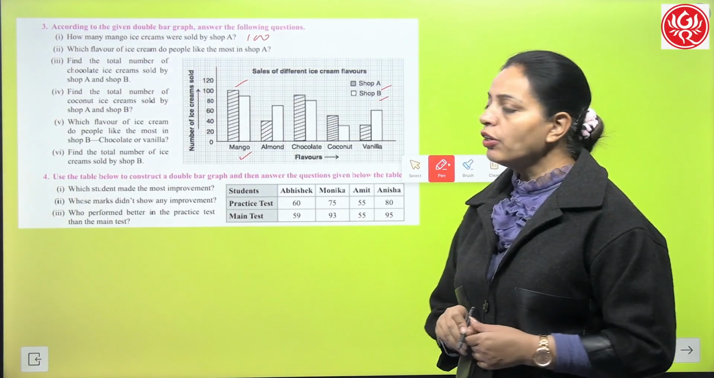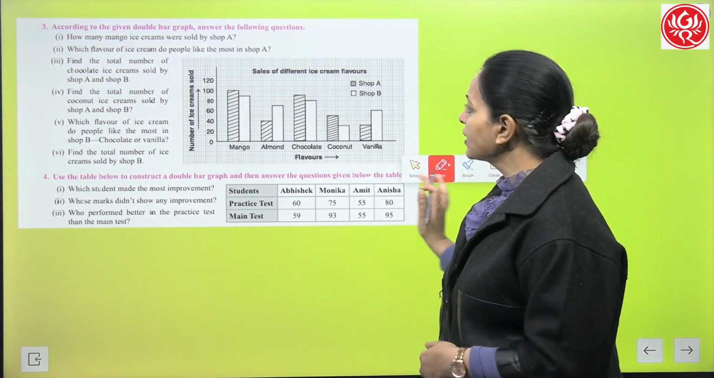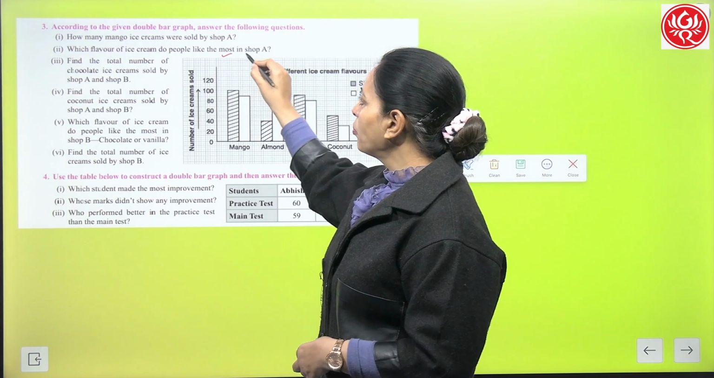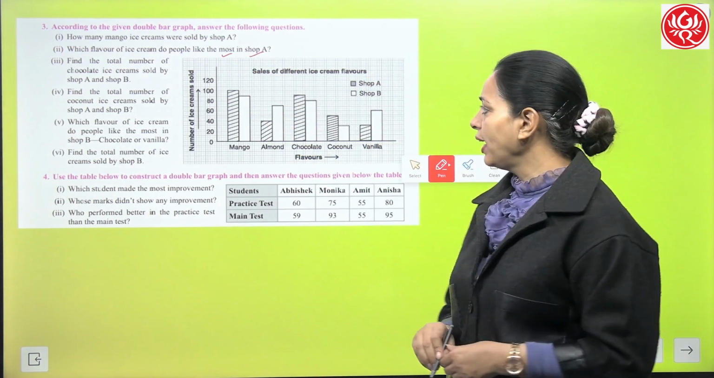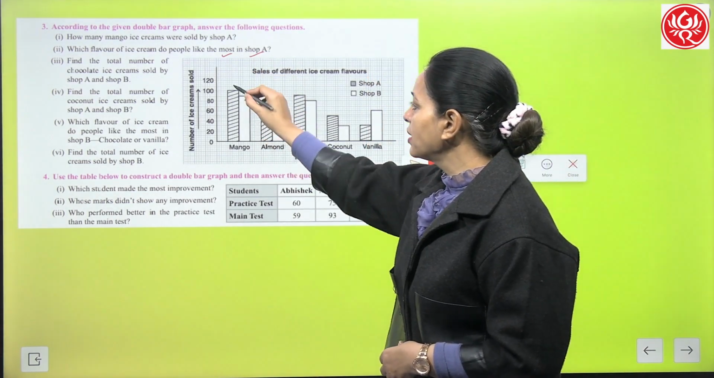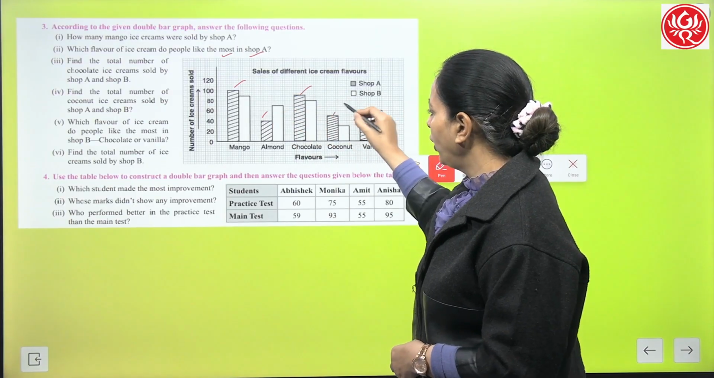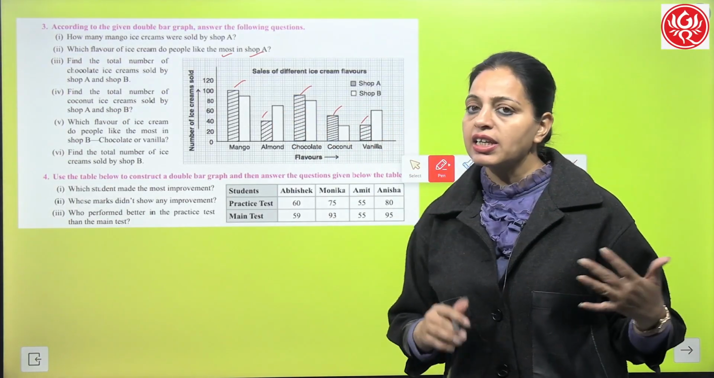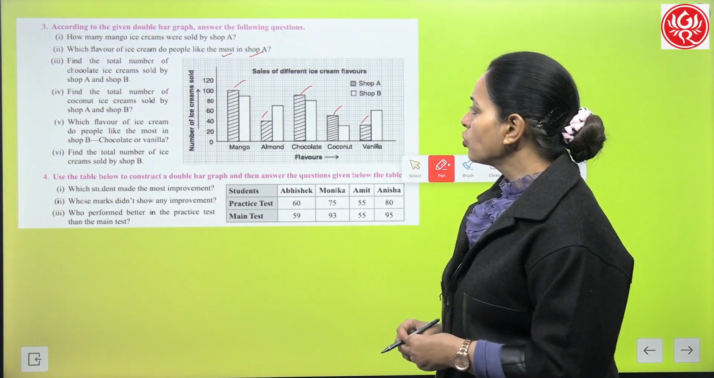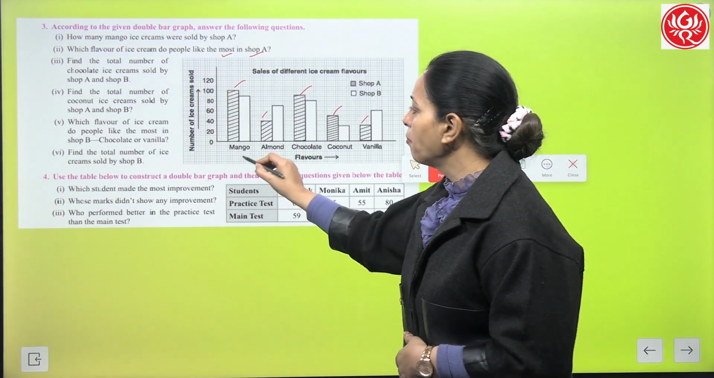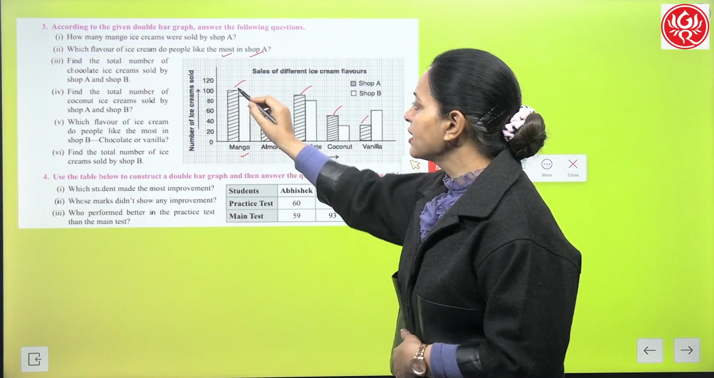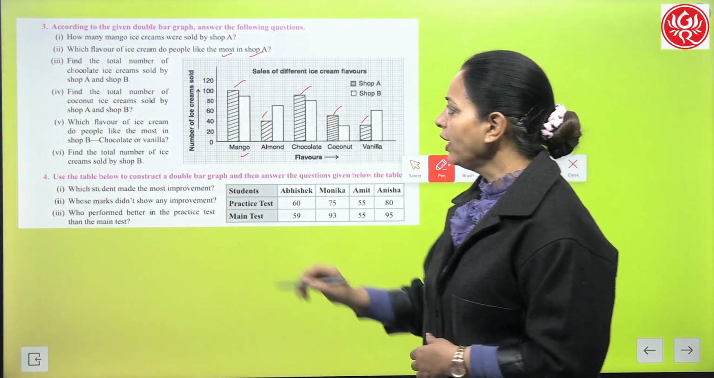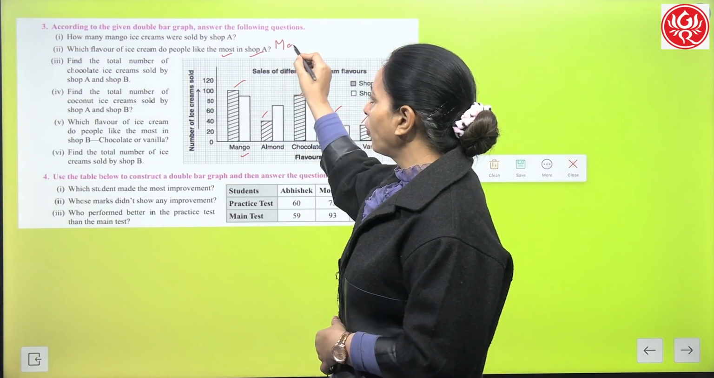Now the second one, which flavor of ice cream do people like the most in shop A? So see shop A, which flavor is the most liked by the people? That is mango. Highest is mango. So that's why the answer is mango.